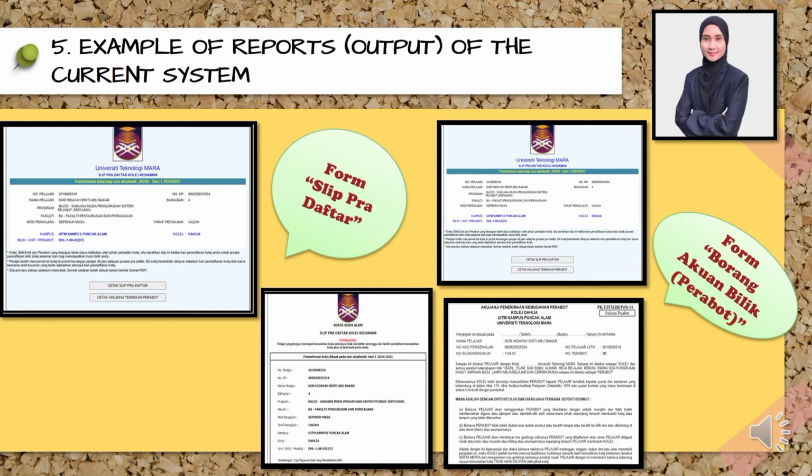Output can be described as the stage where the information obtained via processing is presented to the users in a suitable format. In this college registration, the student should print out the slip pada daftar and borang akuan bilik perabot to bring together when they go to the college registration. Besides that, students who successfully get a college should pay the college fees and bring the receipt as proof during registration.